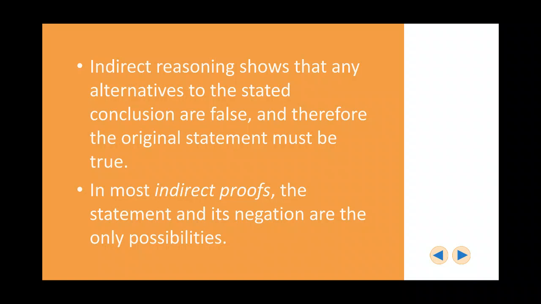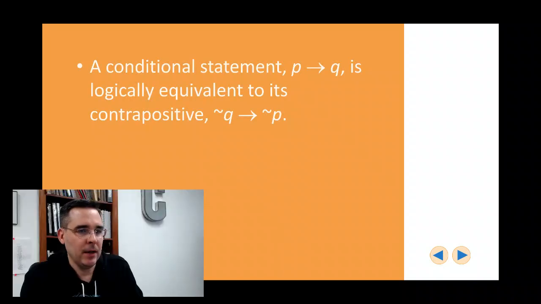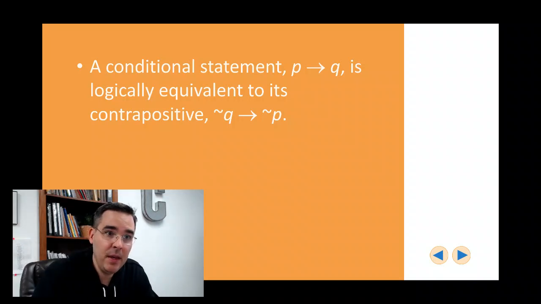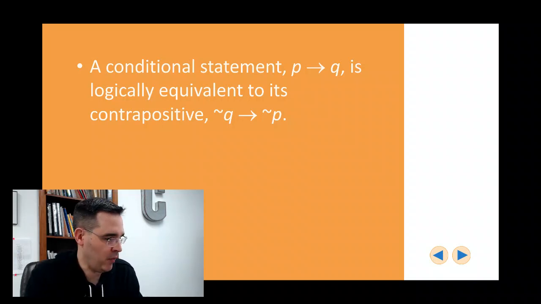In most indirect proofs, the statement and its negation are the only possibilities. If there are other possibilities, then the indirect proof is not a watertight method of work. But you can assume in the problems that we'll be getting in our homework that it will be. You might remember from chapter 2, I believe, when we looked at reasoning a conditional, we'll be saying if P, then Q. The logical equivalent of a conditional is the contrapositive. So if there's no Q, then there's also no P. The indirect proof is going to be dependent upon that kind of reasoning.